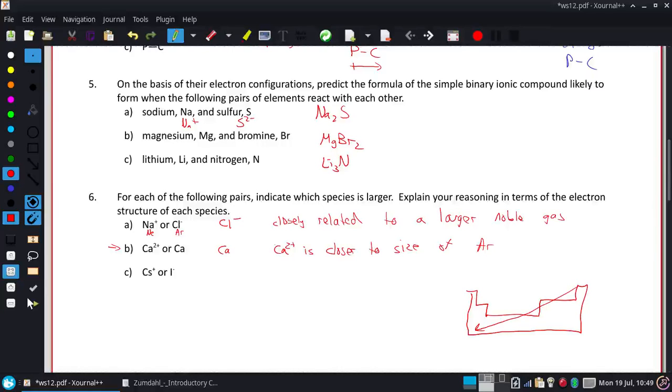Now, this C is kind of interesting. Cesium +1 would have the same electrons as xenon. Iodide would have the same electrons as xenon. So the electron cloud for both of these is identical to xenon. The larger species is then I-. And the reason is, while they're both the same size as xenon, iodine has a smaller nucleus. The important part about that small nucleus is it has fewer protons, so less of a positive charge pulling it in.